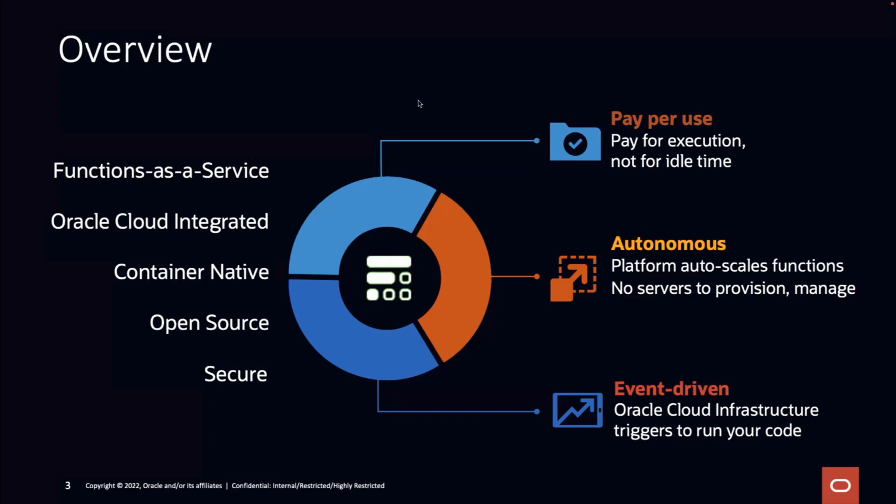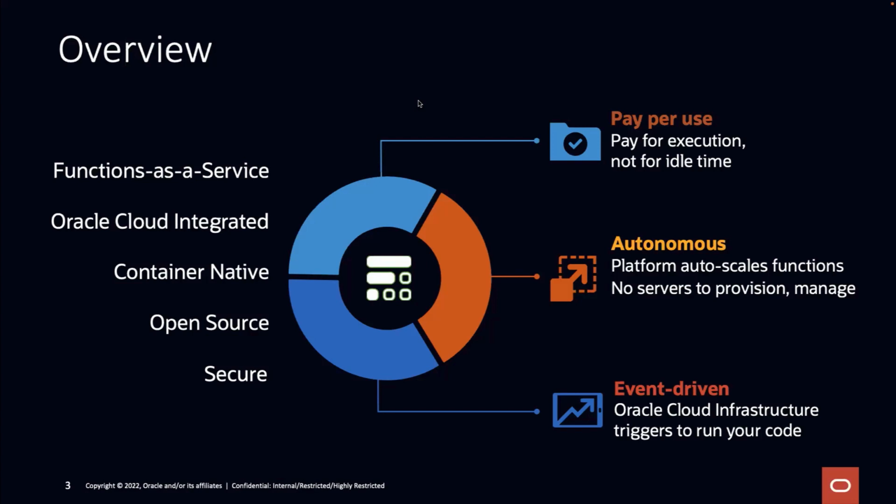Other than that, it's pay per use. So you don't pay for the whole life cycle of your application. For example, in the previous case, if you have a number of VMs running, you're paying for those VMs 24 hours a day, right? In this case, you only pay for your execution time. So you only pay for the time your function, your code, actually executes and nothing else.